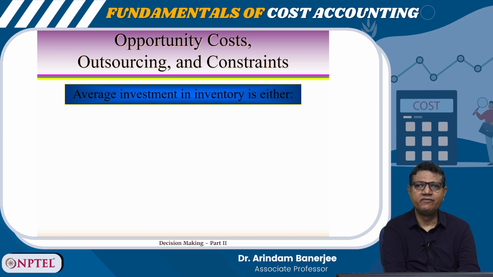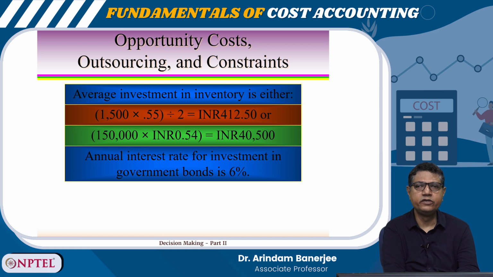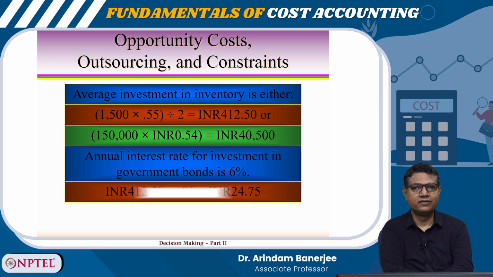So, what is the average investment in inventory? It is either 1500 into 0.55 by 2, so if it procures from outside, it is 412.50, or 1,50,000 into rupees 0.54, that is rupees 40,500. Annual interest rate for investment in government bonds is 6%. So, if this money is invested in government bonds, it will also earn a 6% interest rate. That also he is foregoing. If he is investing in production and not investing in the government bonds, the 6% is the opportunity he is losing, right?